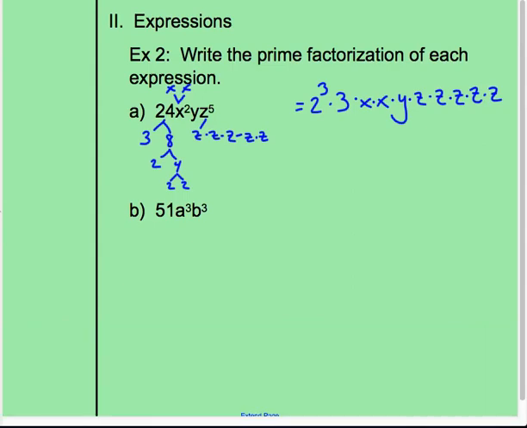Alright, so our next expression, 51. You might be thinking 51 is prime, but 5 plus 1 is 6. And remember, that was one of our shortcuts for our divisibility rules. Because 5 plus 1 is 6, and 6 is divisible by 3, 3 goes into 51. If you don't know how many times 3 goes into 51, use your brain and long division, and you should get 17. 17 is prime, so writing this out, we would have 3 times 17.